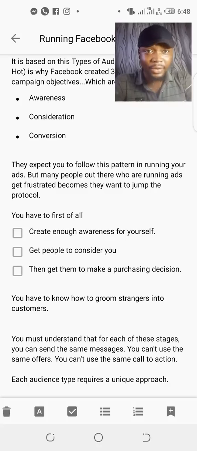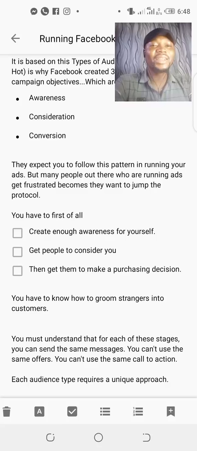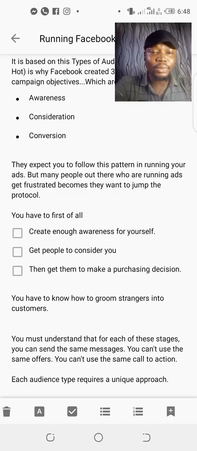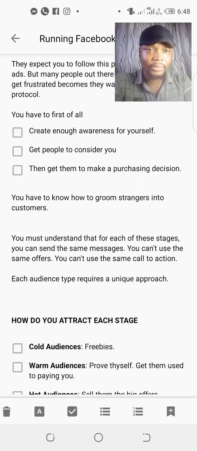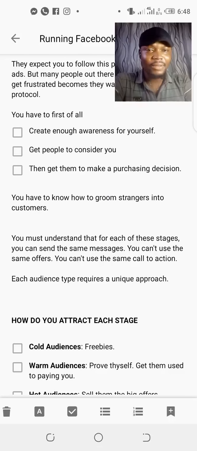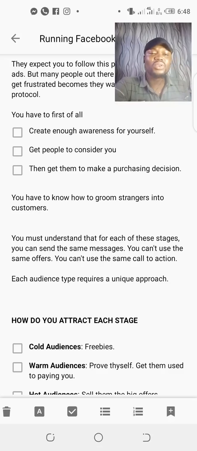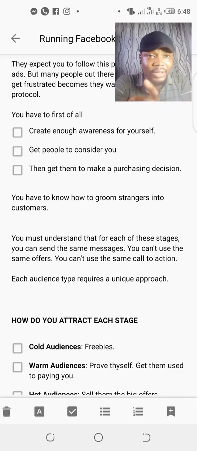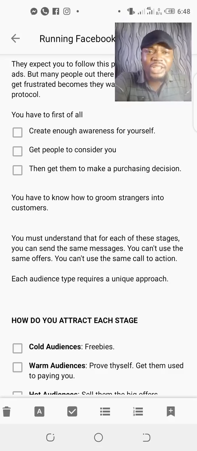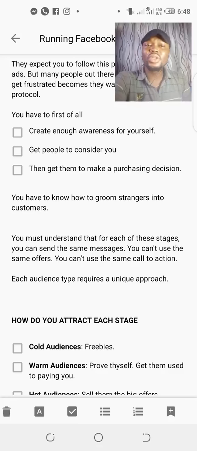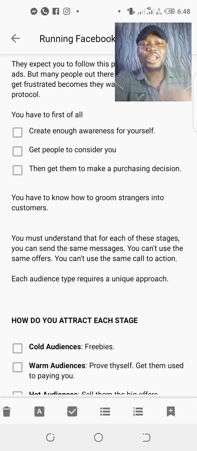Wrong. It's very wrong. So you have to first of all create enough awareness about yourself, and then get people to consider you, and then have them make a purchasing decision. It's a sequence. You must not break that sequence if you want to make sales. You have to know how to groom strangers into customers. People ask, how do I make strangers buy from me? You can't make strangers buy from you except you sell commodities. The only way you can make strangers buy from you is when you groom them into customers. And this is exactly how you groom them into customers.